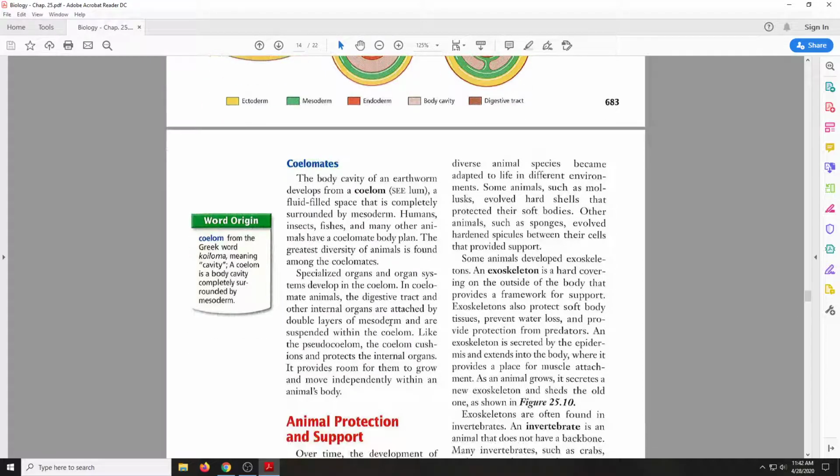We have specialized organs and organ systems that do special things. We have organs that are suspended within fluid-filled cavities. And like the pseudocoelom, the coelom, this fluid-filled stuff that we have inside of us, cushions and protects our internal organs. It also allows our organs to move around a little bit.